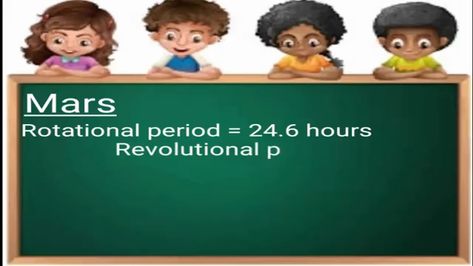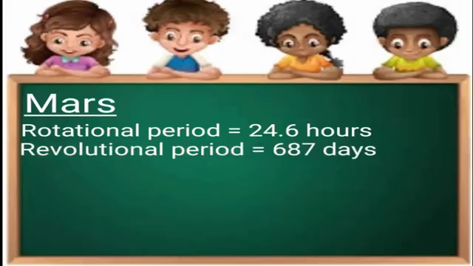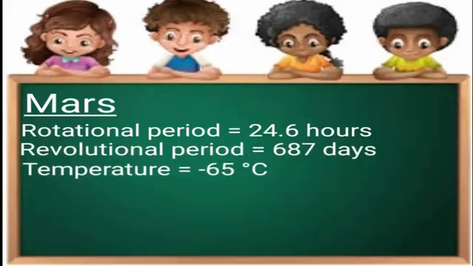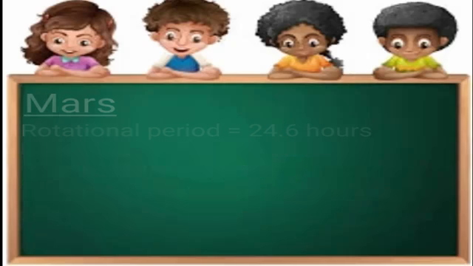The revolutional period of Mars is 687 days. The temperature of Mars is -65 Celsius. There are 2 satellites called Deimos and Phobos.